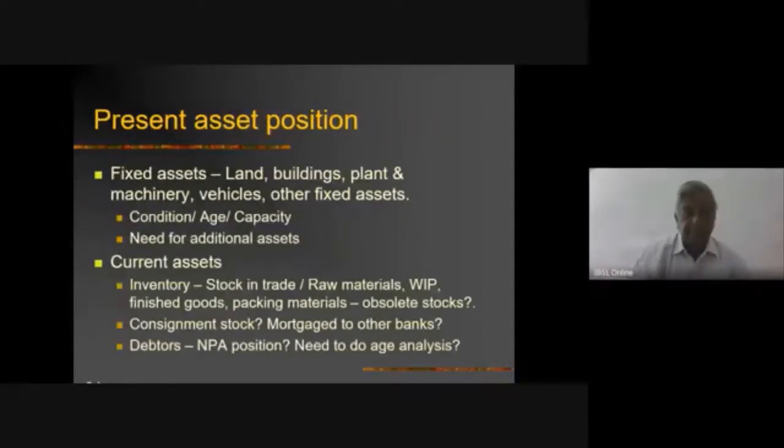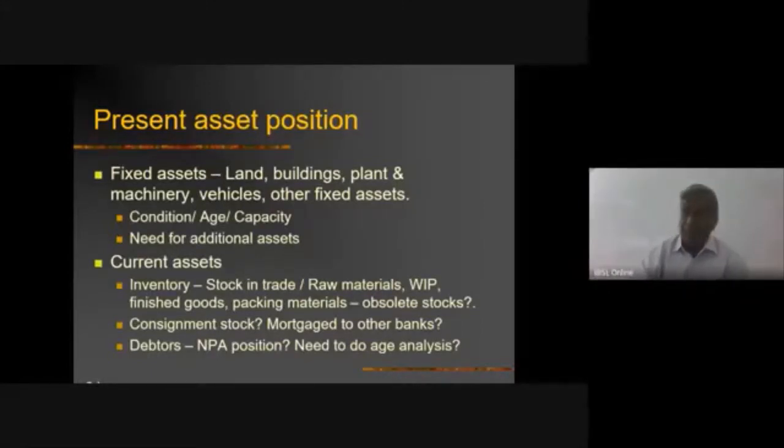Check the present asset position. For an existing business, check the present asset position. There can be fixed assets: land, building, plant and machinery, vehicles, and other fixed assets. Other fixed assets generally mean computer systems, typewriters, furniture and fittings, fire extinguishers, ACs, standby generator. All of these come under other fixed assets.